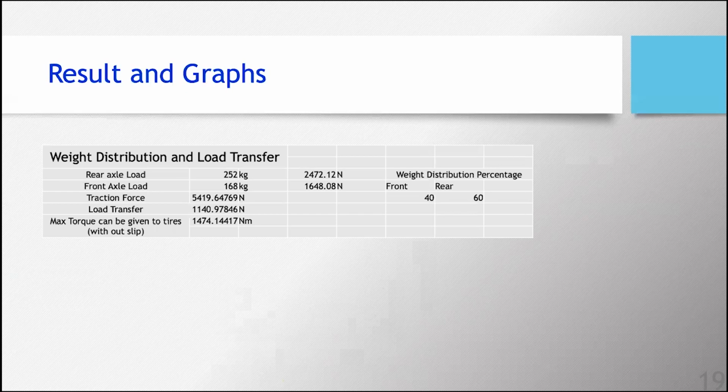Using this, the maximum force that can be given to the wheels is 5,419 or 5420 Newton. And depending on the acceleration which we have got from the performance requirements, we have calculated the load transfer, and the maximum torque that can be given to the wheels without actually slipping them is nearly 1474 Newton meter.